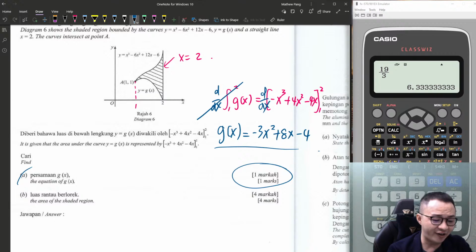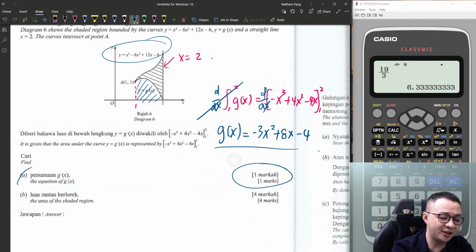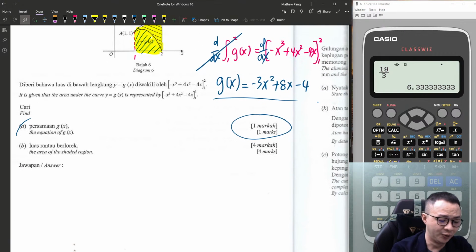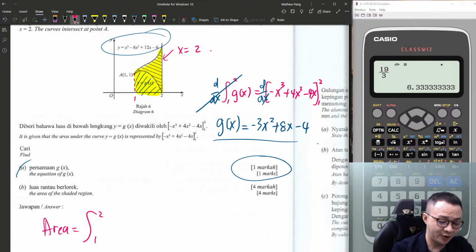And then it asks us to find the area of the shaded region. This is not too hard also, because we can just integrate the upper one minus the bottom. If we integrate g(x), we are getting the blue shaded region, right? If we integrate the x cubed equation, we are getting the whole thing, right? So if you use the whole thing minus the blue one at the bottom, then you should be able to get the area of the shaded region. Okay, I hope you get the idea. So this area will just integrate from 1 to 2 this one, x cubed minus 6x squared plus 12x minus 6 dx.